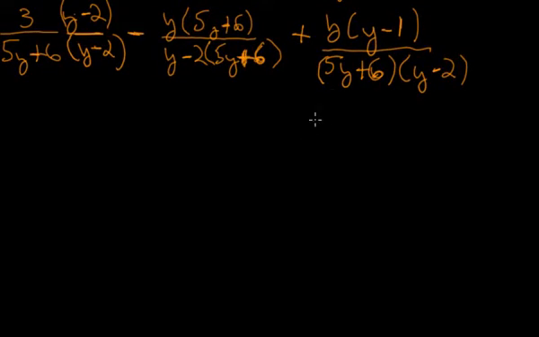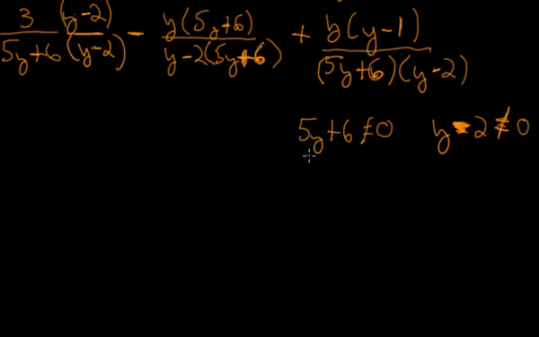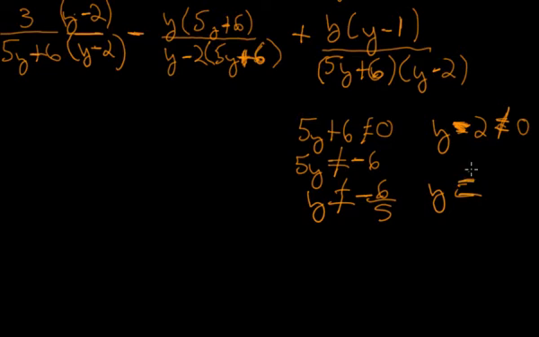So we have these two terms, 5y plus 6 can't equal 0, and y minus 2 can't equal 0. So 5y can't equal negative 6, and y can't equal negative 6/5. That's one restriction, and y can't equal 2. That's the other restriction. So there's our restrictions.